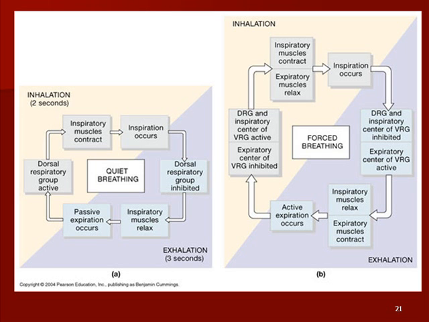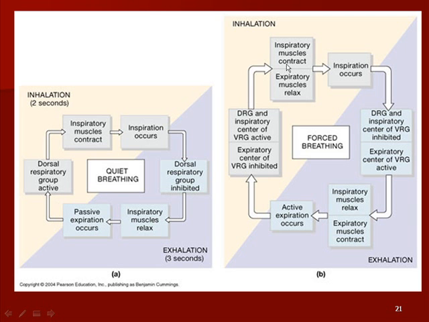This illustration is from your textbook, demonstrating the cycles involved in both the inspiratory and expiratory phases of breathing. As you can see, in quiet breathing, the dorsal respiratory group is active, inspiratory muscles contract, and thus inspiration occurs. The dorsal respiratory group becomes inhibited after 2 seconds, and then inspiratory relaxation occurs, passive expiration occurs, and then the cycle starts over again.